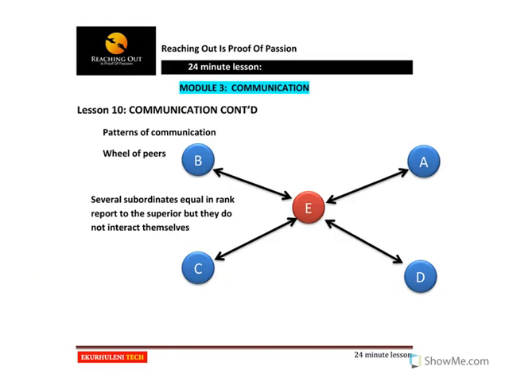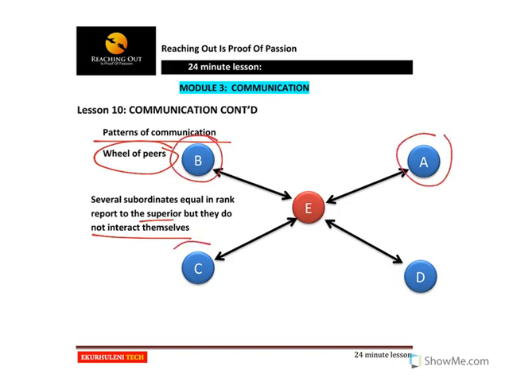Let us start by looking at the patterns of communication. The first pattern that we're going to look at is called the wheel of peers. What do we mean by the wheel of peers? We are saying several subordinates equal in rank report to the superior, but they do not interact themselves. Let me try to elaborate on this part. As you can see, one of the subordinates here is A. You have got another subordinate B, a subordinate C, and a subordinate D. They all report to one person who is E. However, themselves, they do not communicate.